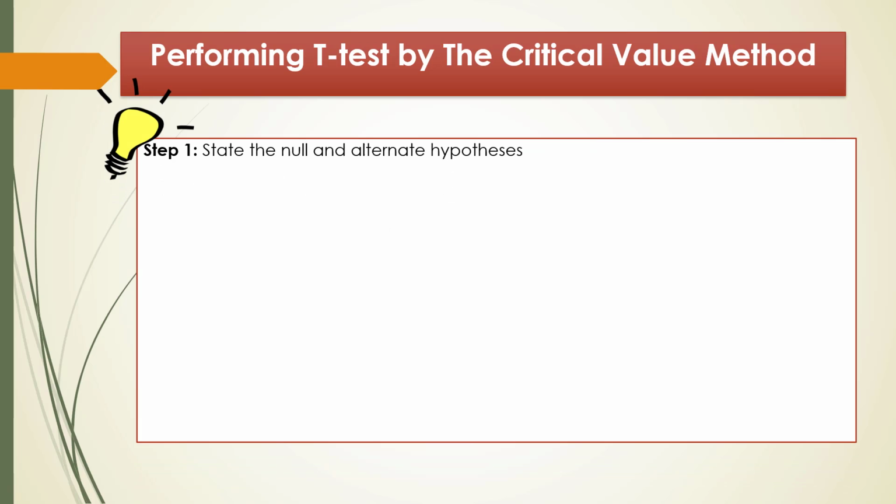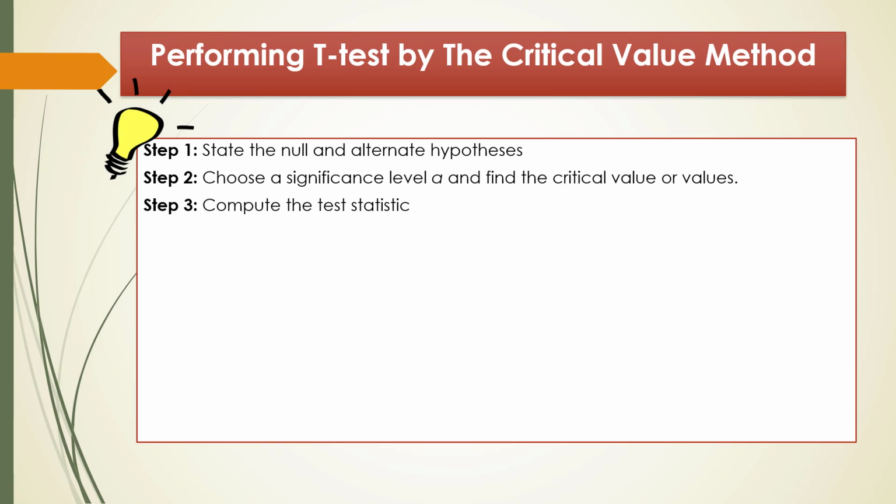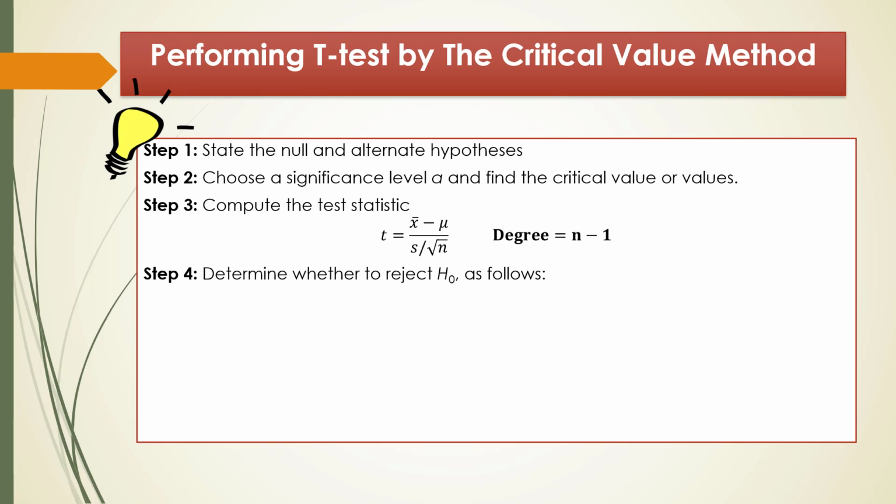The procedure to perform a t-test by the critical value method is, first, we state the null and the alternate hypotheses. Step 2, we choose a significance level alpha and find the critical value or values. Step 3, we compute the test statistic. Here the test statistic is t equals x bar minus mu over s over square root of n, assuming that the null hypothesis is true. Degrees of freedom is n minus 1.